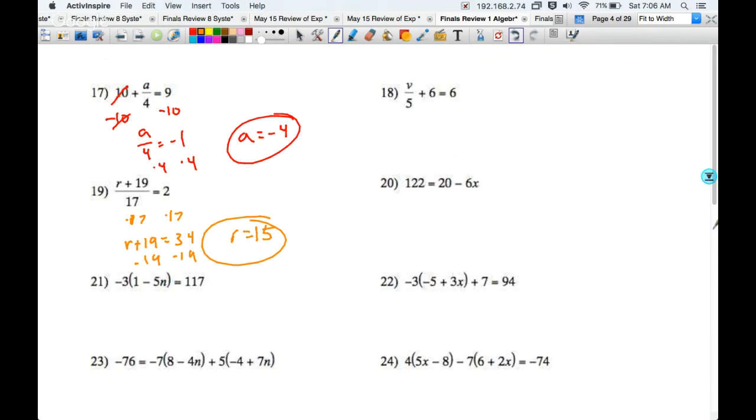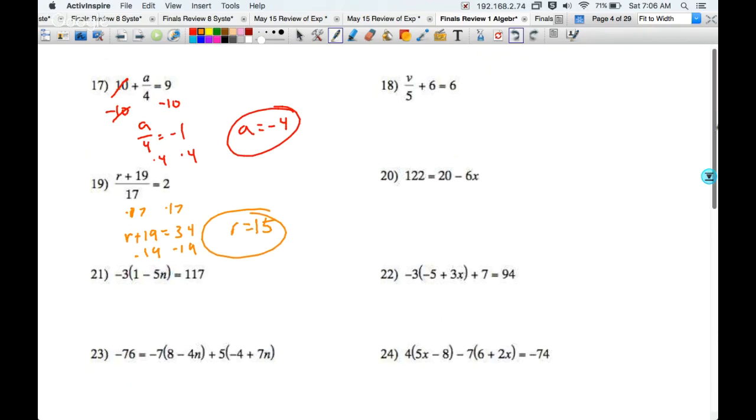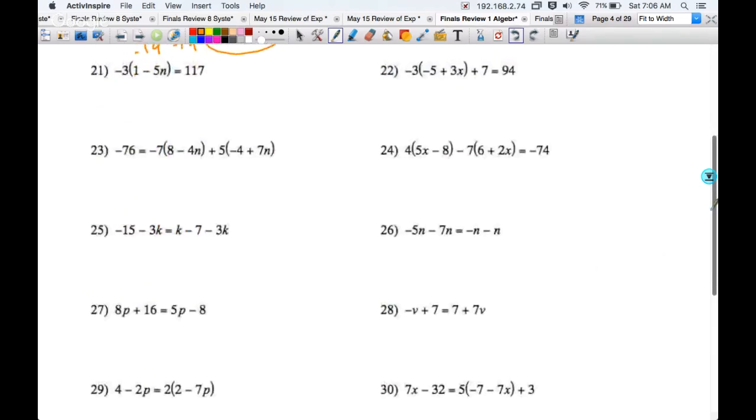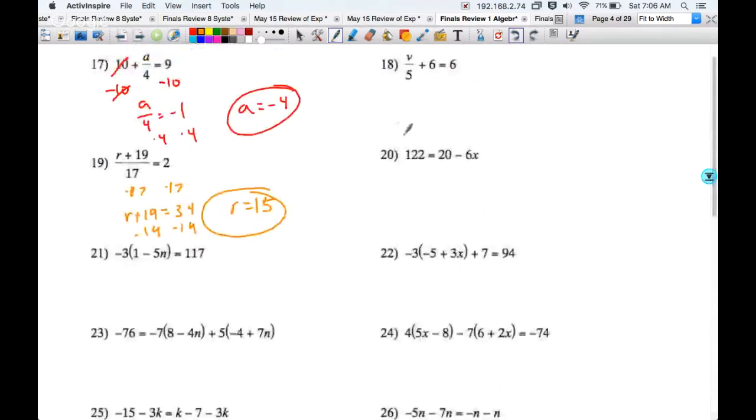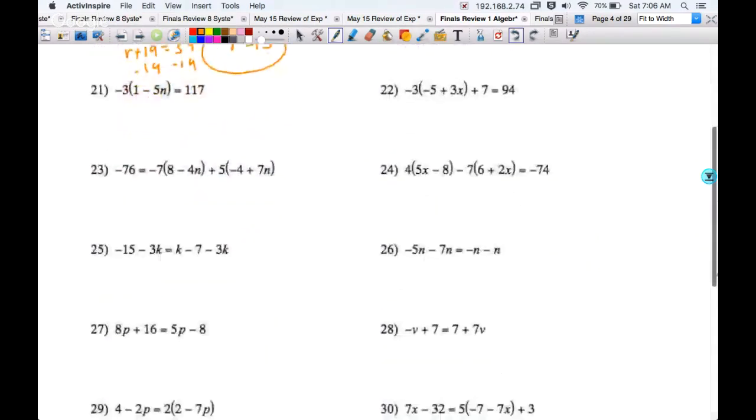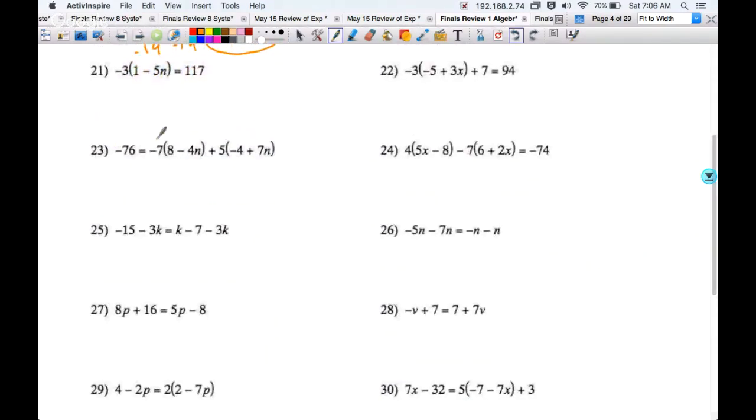All right, and then let's just do one of these that has multiple spots to distribute. I guess we'll start with 23, which looks pretty difficult. Let's distribute that negative 7 and that 5. See what we get. We get negative 76 equals negative 56 plus 28n minus 20 plus 35n.